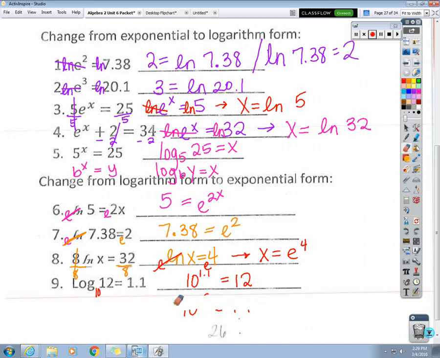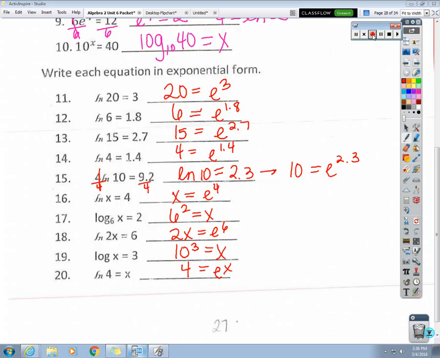Okay, now turn to the next page and try the next 10 by yourself. Oh wait, hold on. Once you've copied those, turn to the next page. No. I'm about to do 6 more examples. Too bad.